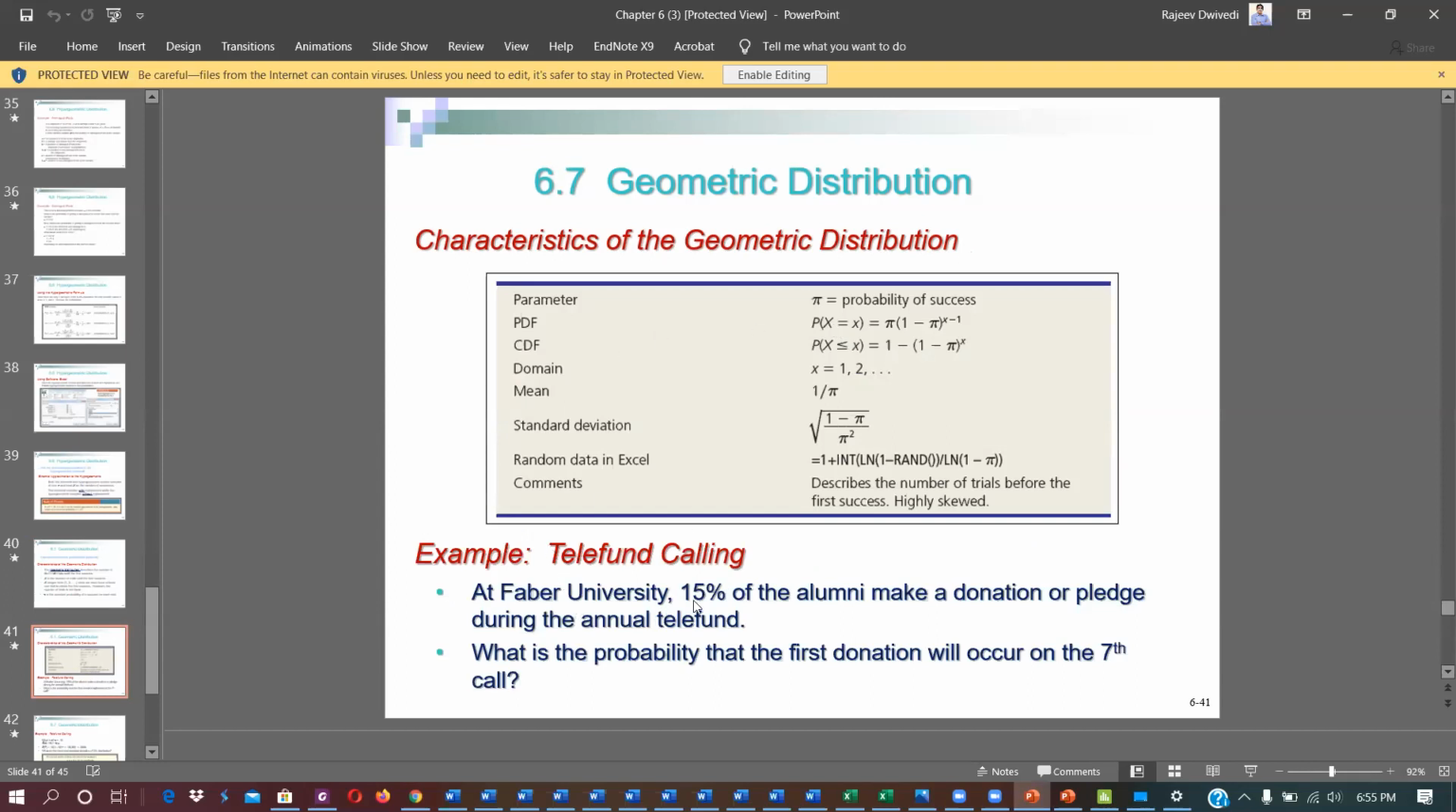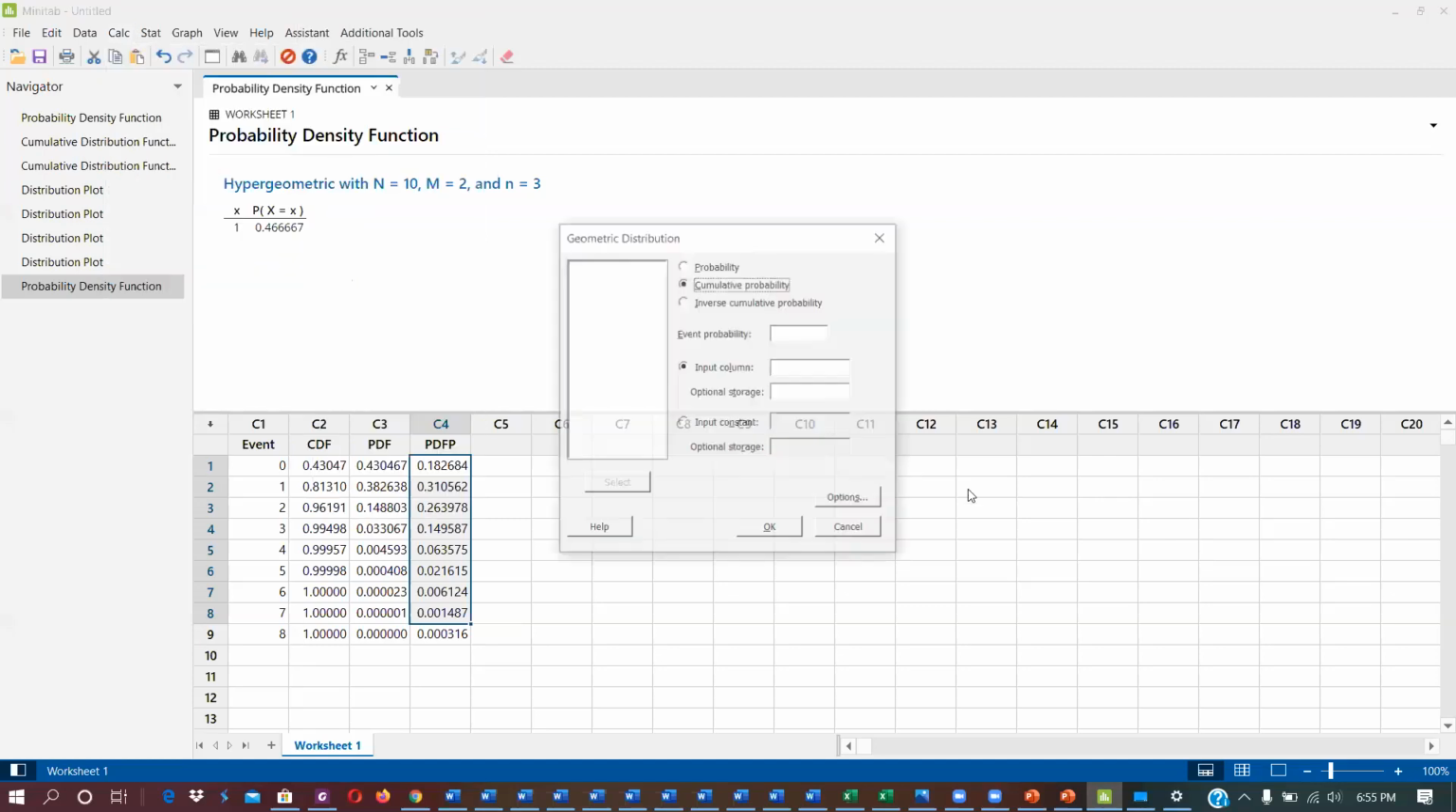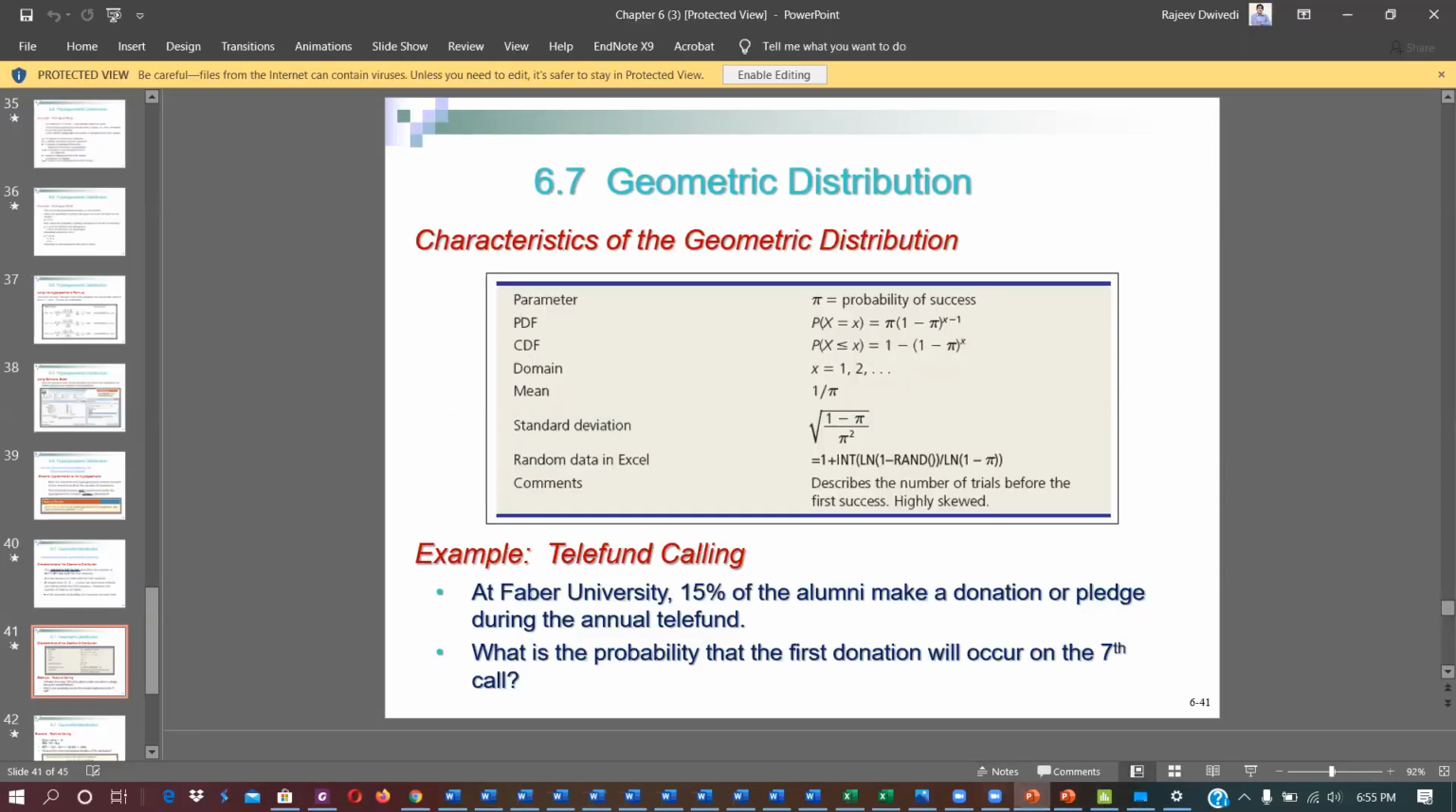Look into the example. At a university, 15% of alumni make a donation during annual telefund. What is the probability that first donation will occur on 7th call? So we are going to check what is the probability that first donation will come on 7th call or 5th call or 4th call. Here pi is probability. This is PDF. This is CDF. And let's look into the situation here. Calculate probability distribution, and geometric is right here. What is the probability in this case? 15%.